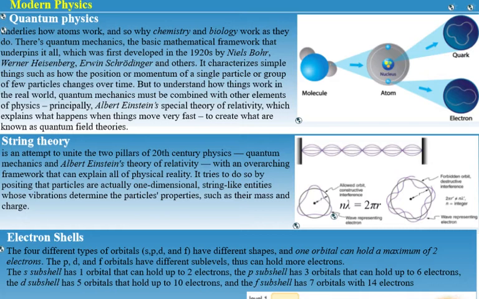work of Max Planck at the beginning of the 1900s, and later by Albert Einstein, who won the Nobel Prize in 1921, I believe. And it was related to his discovery of the law of the photoelectric effect.